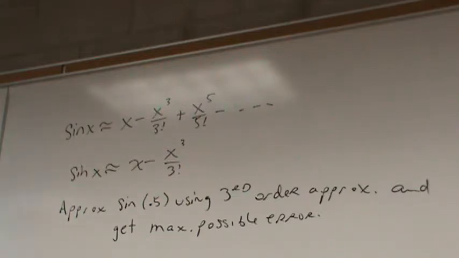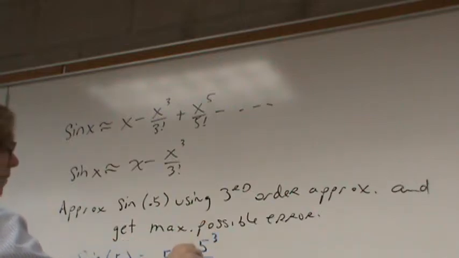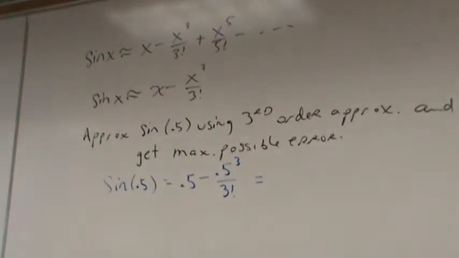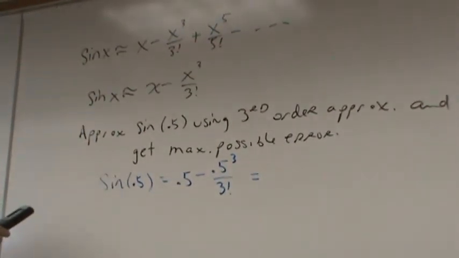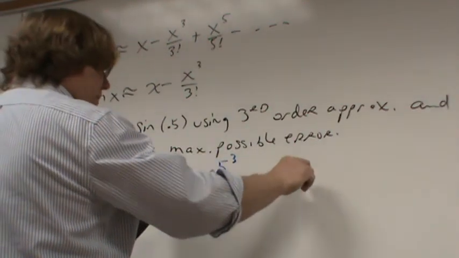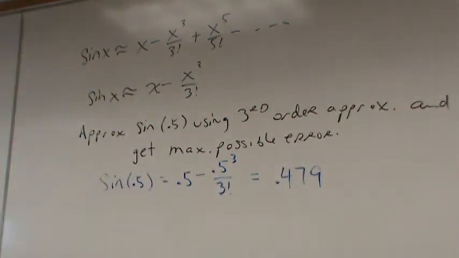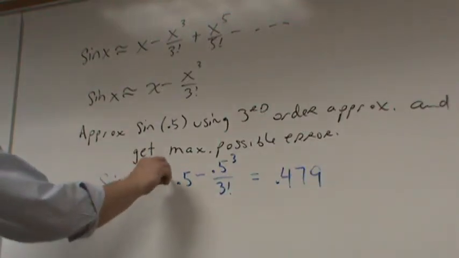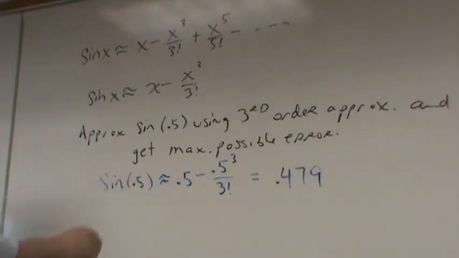Alrighty. Well, hopefully you stuck in 0.5. So I got the sine of 0.5 equaling 0.5 minus 0.5 to the third power over 3 factorial, which gets me, what is that? 0.5 minus 0.5 raised to the third power divided by 6. 0.479. Did you guys get 0.479? Okay, that's what sine of 0.5 is approximately. So I need to put the little squiggly equal sign to show that it's approximate.